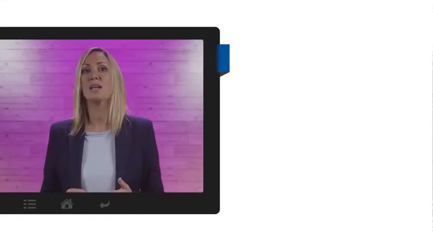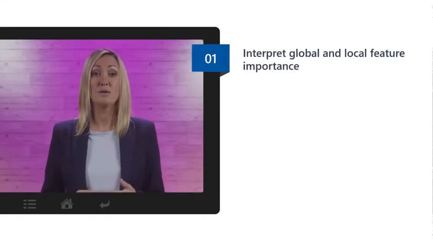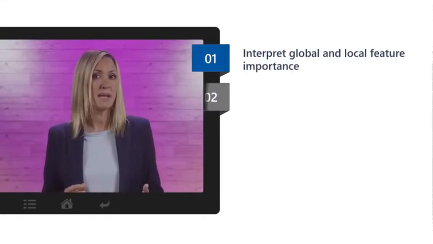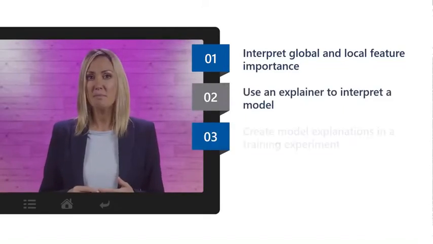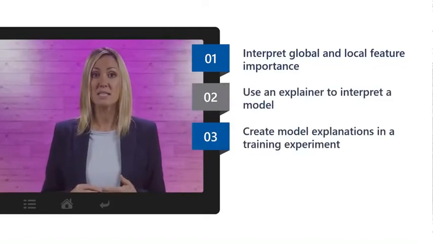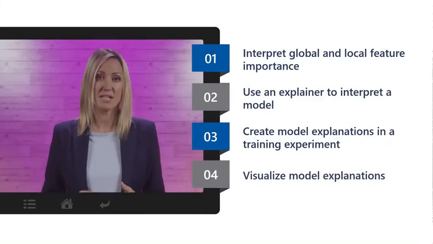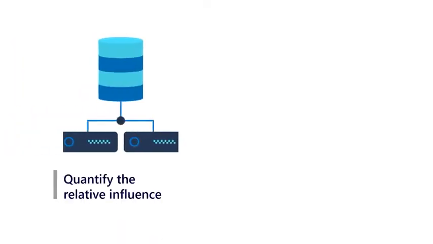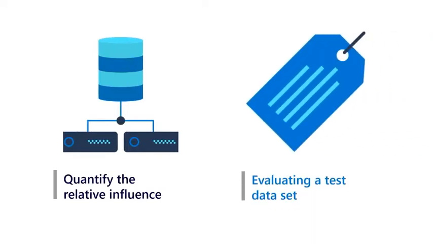In this lesson, you will learn how to interpret global and local feature importance, use an explainer to interpret a model, create model explanations in a training experiment, and visualize model explanations. Model explainers use statistical techniques to calculate feature importance. This enables you to quantify the relative influence each feature in the training dataset has on label prediction. Explainers work by evaluating a test dataset of feature cases and the labels the model predicts for them.